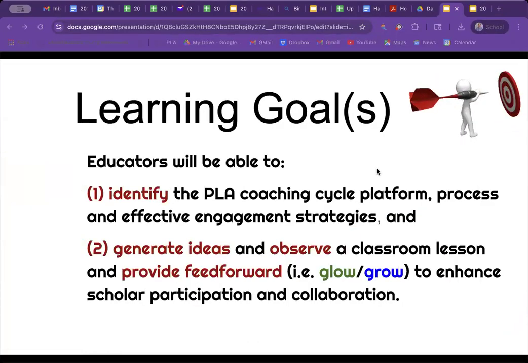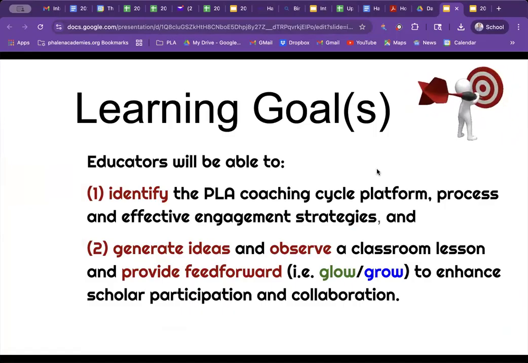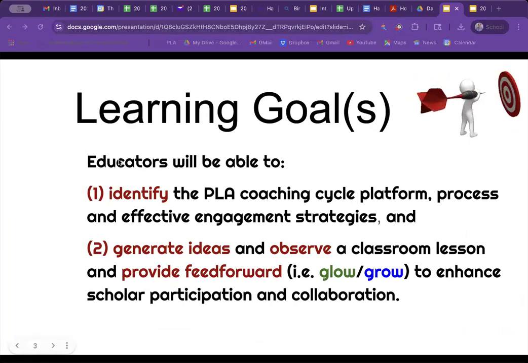Here are our learning goals for today. Educators will be able to identify the PLA coaching cycle platform, process, and effective engagement strategies, and generate ideas and observe a classroom lesson and provide feedback, a glow and a grow, to enhance scholar participation and collaboration.